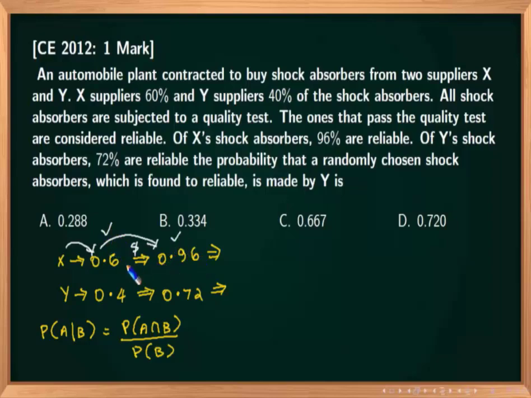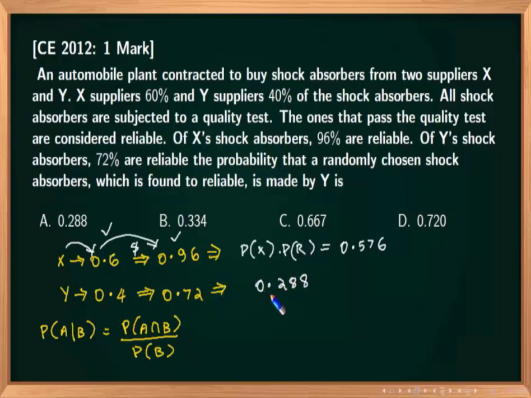So if I take the product, the first is that X supplies it, and the second thing is it has to be reliable. So this product is P of X into P of R, because I am finding the intersection. So this is 0.6 into 0.96, which is 0.576, right? In the same manner, the probability of Y supplying a reliable shock absorber will be the product of these two things, which is 0.288.